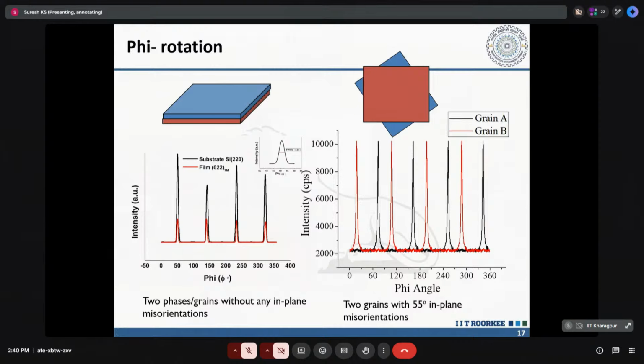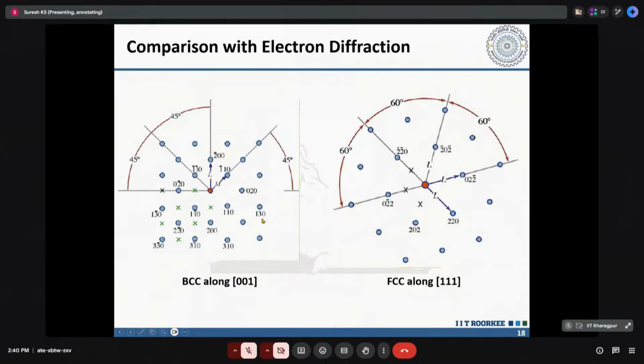But to understand it better, we need to go to the reciprocal space lattice, and before that we will look at the simulated electron diffraction pattern. Here you will notice two different diffraction patterns are given, one for the BCC lattice along 001 and another for the FCC lattice along 111. Just for the sake of comparison, I have given these most famously used cubic materials.